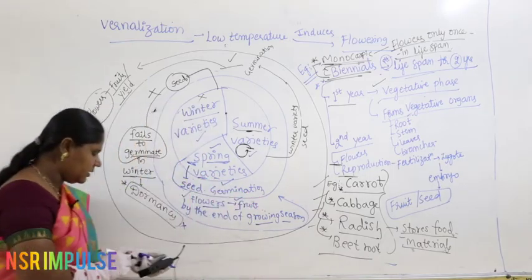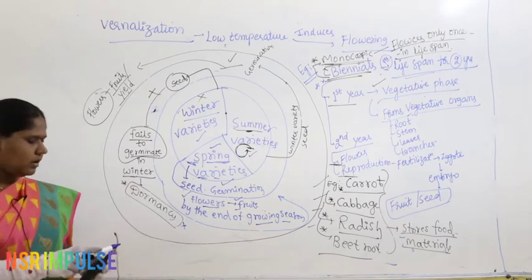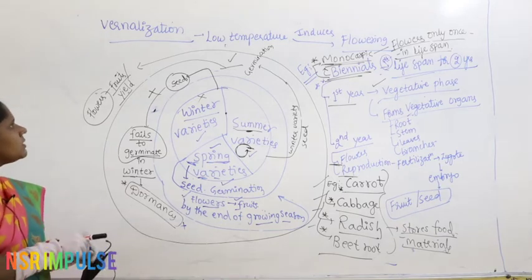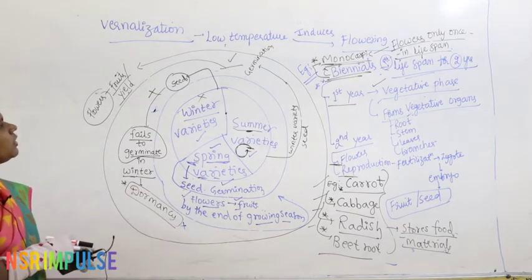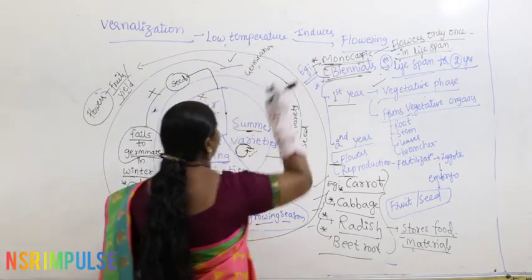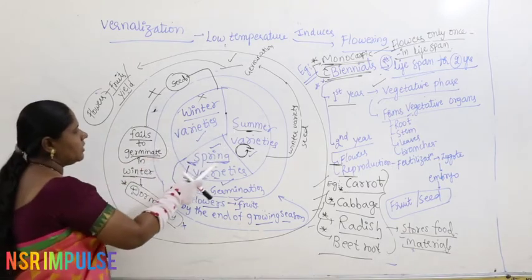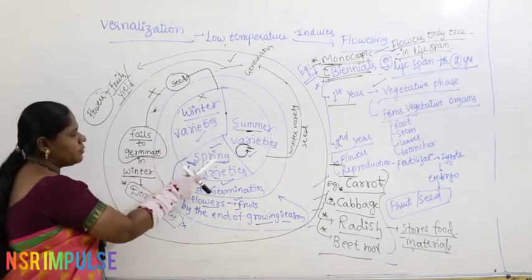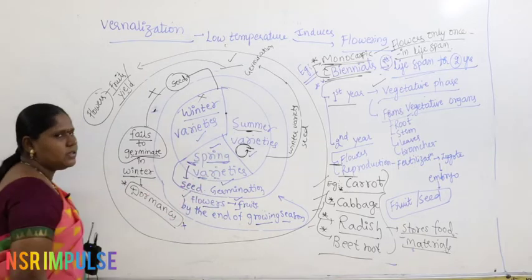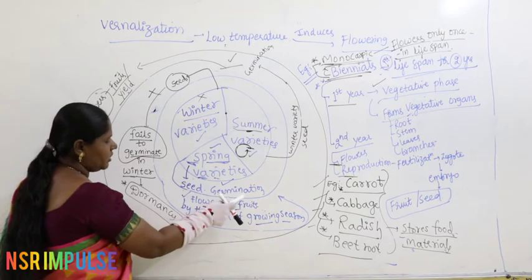So, I will quickly repeat this. Look here, in vernalization what is the concept we are discussing? In vernalization we are discussing that low temperature induces flowering. So, we divide the plants into 3 categories: winter varieties, spring varieties, summer varieties. What are spring varieties? Here seed germination happens.